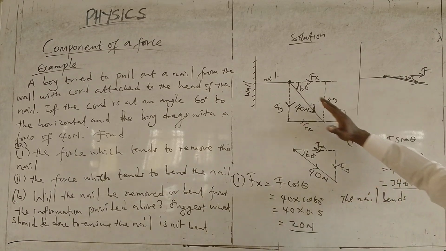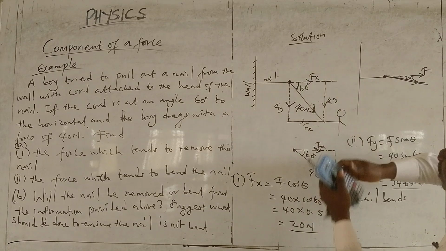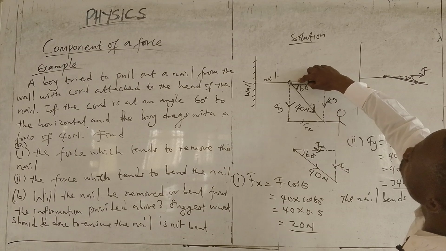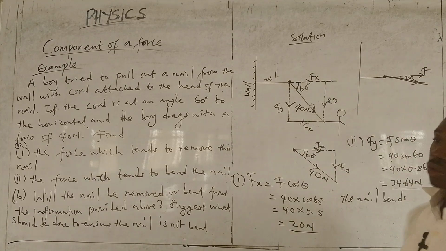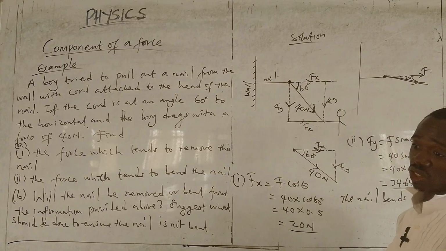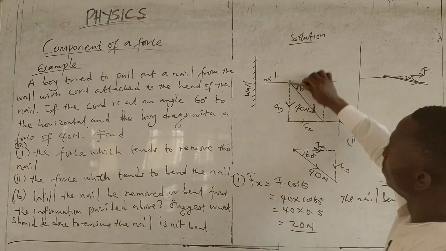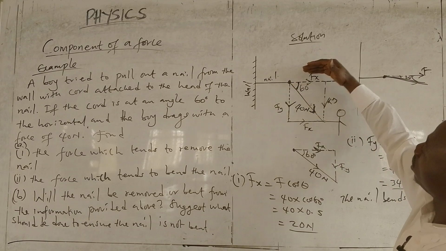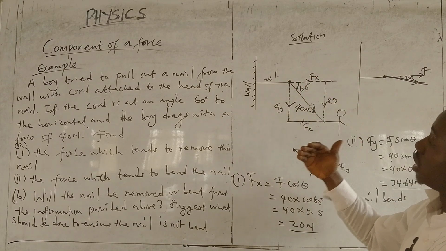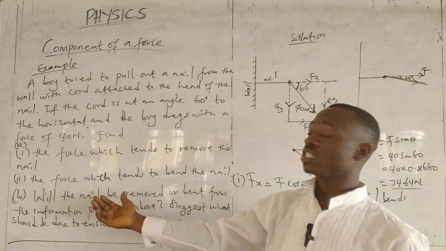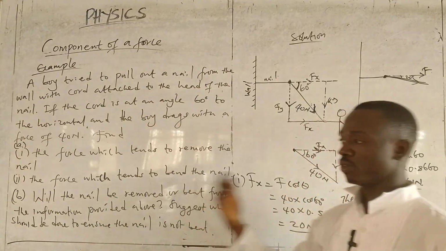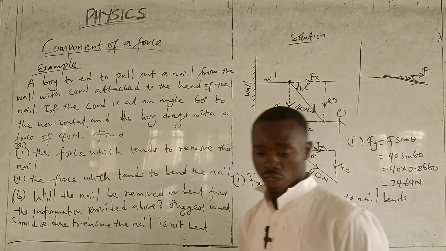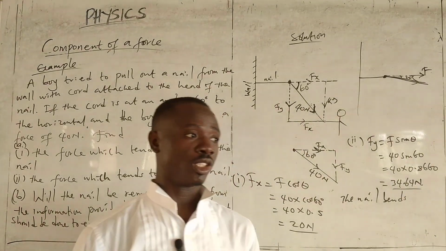It's either you reduce the angle to the horizontal, let the force be shifted closer to the horizontal, or just drag completely in the horizontal direction. Let all the force you apply be directly horizontal. So you will notice that the more you shift your force towards the horizontal, the easier it is for the nail to be removed. So this is going to be the end of this video.